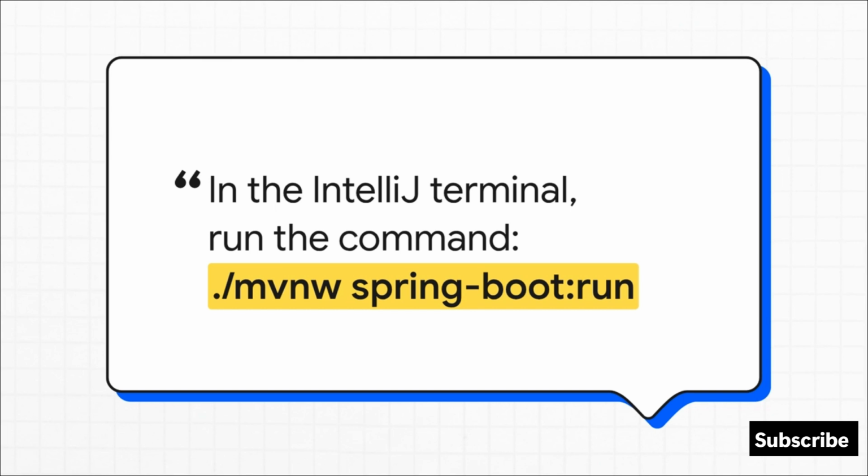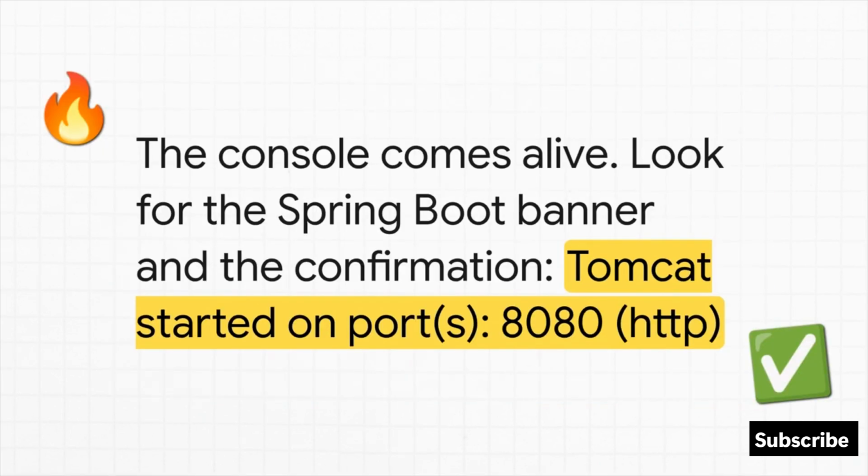So let's hit enter. And you'll see your console just light up. A whole bunch of text will fly by, you'll see that cool ASCII art Spring Boot banner, and then you'll see the magic words. Right near the end, it will say, Tomcat started on port 8080. That's our green light. Our application is officially live and listening.